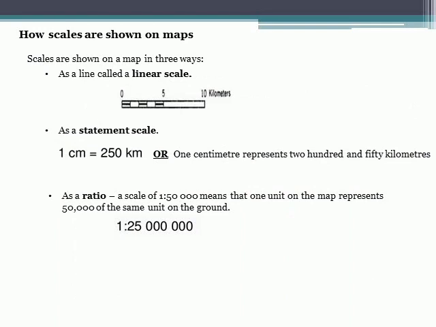How are scales shown on maps? Scales are shown on a map in three ways. They are shown as a line called a linear scale, which is shown over here, as a statement scale, 1 centimeter equals 250 kilometers, in words, and as a ratio, such as a scale of 1 to 50,000, which means that one unit on the map represents 50,000 of the same unit on the ground. Okay.